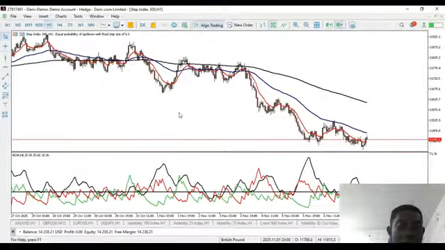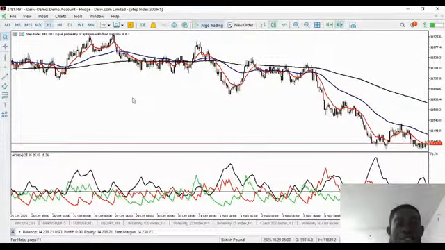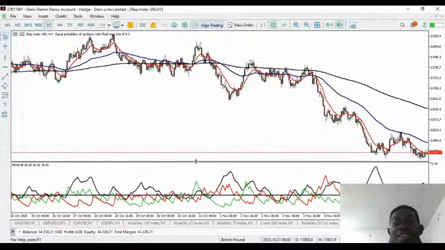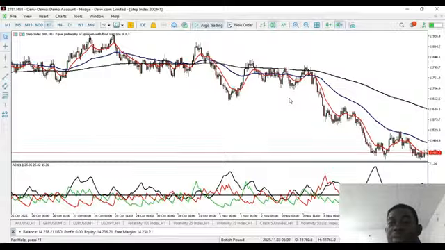I love it. But I love confluence now. Confluence is when you have multiple things saying the same thing at the same time, multiple signals pointing to the same direction at the same time.